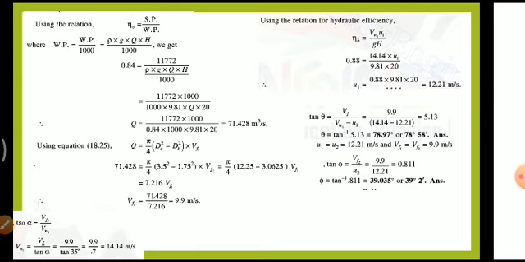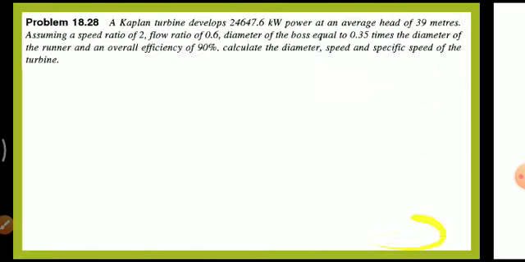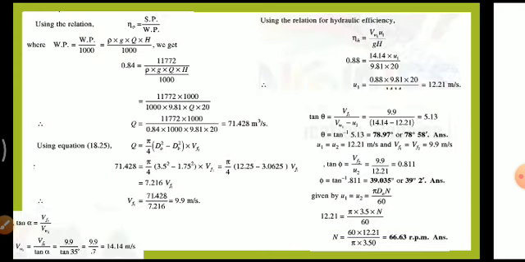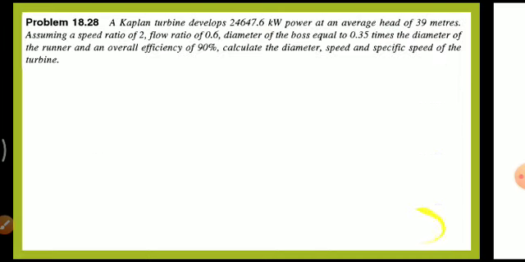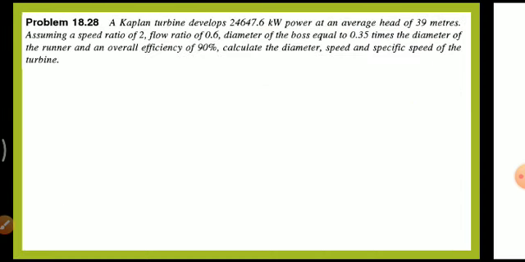And the next thing we have to calculate is the speed of the turbine. u1 and u2 is equal to pi Do, outer diameter, into N by 60. We can calculate the value of RPM as 66.63. So we have calculated all the required values, that is RPM as 66.63 RPM, and theta and phi. So we'll go through our next problem.